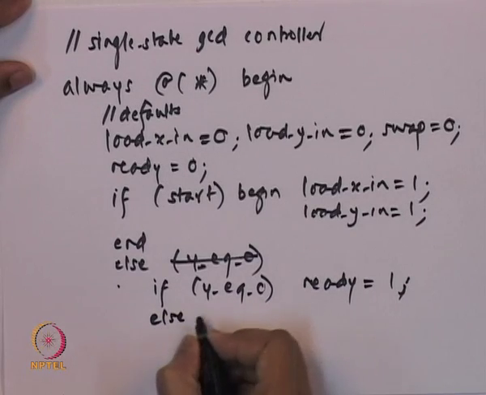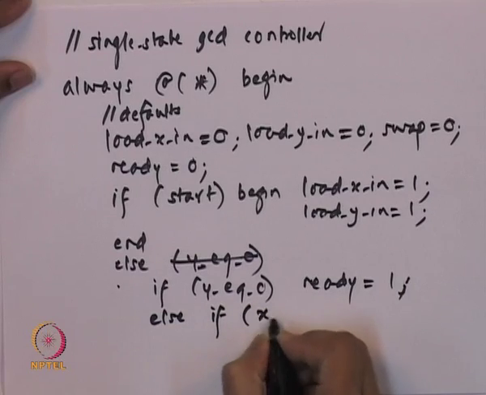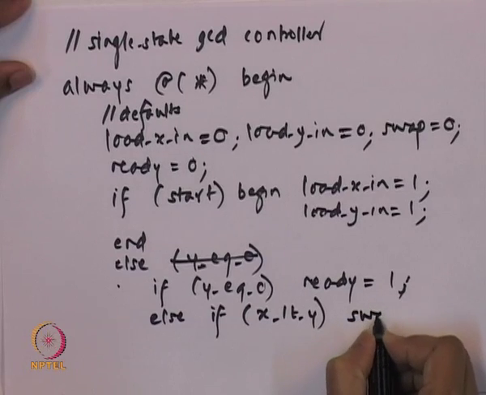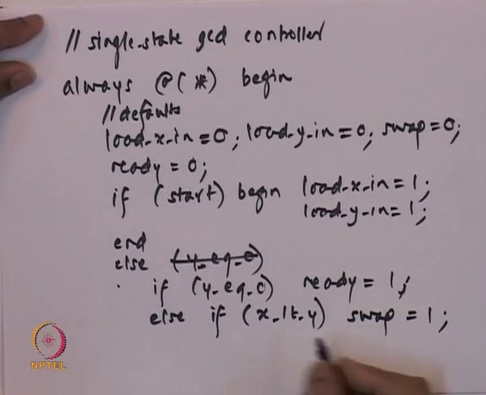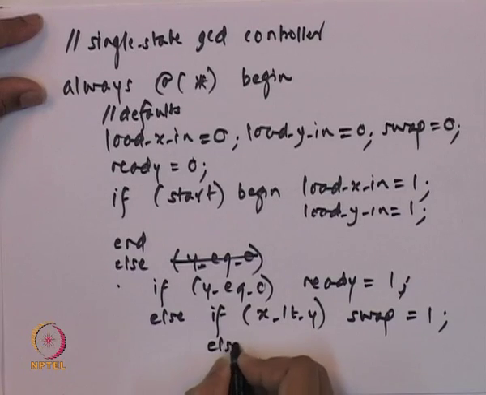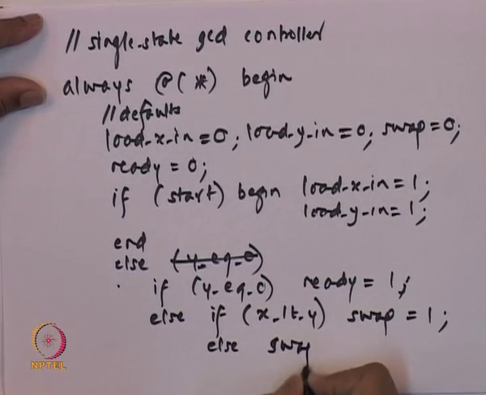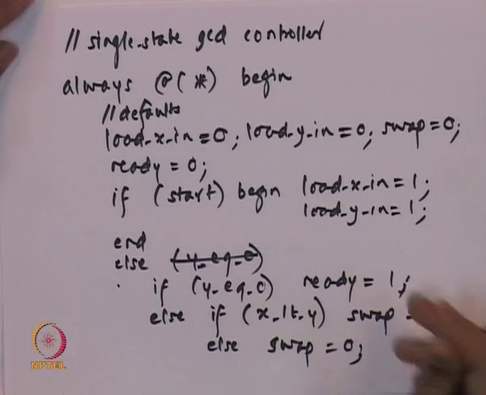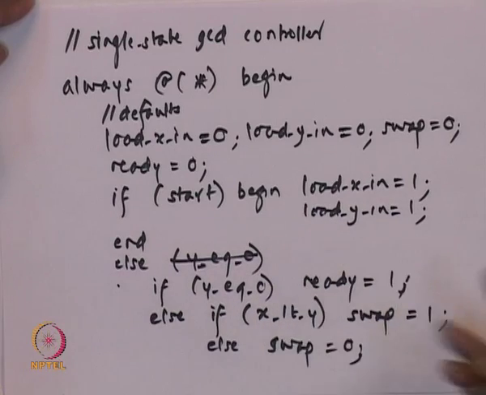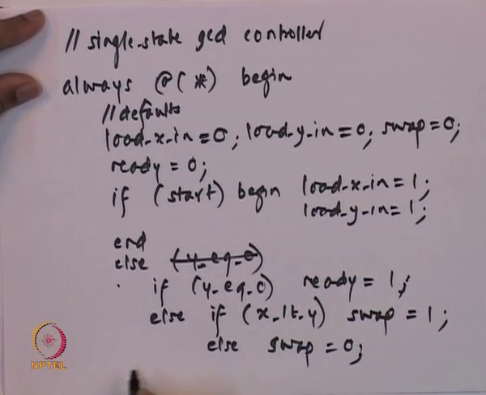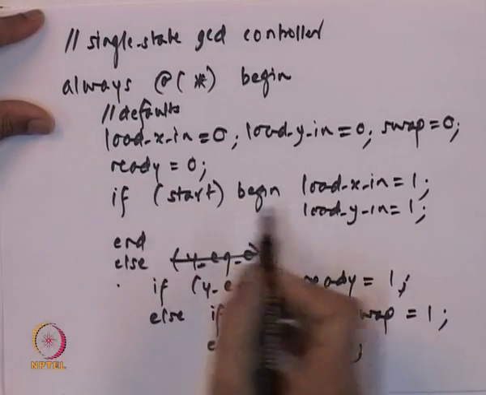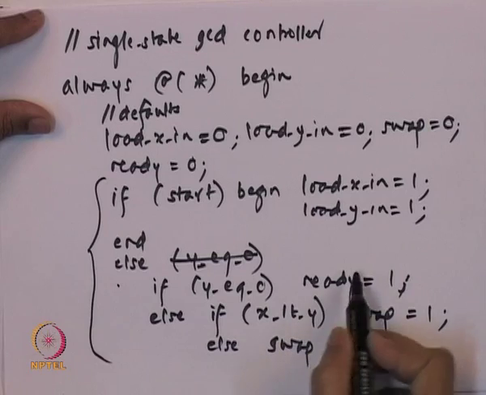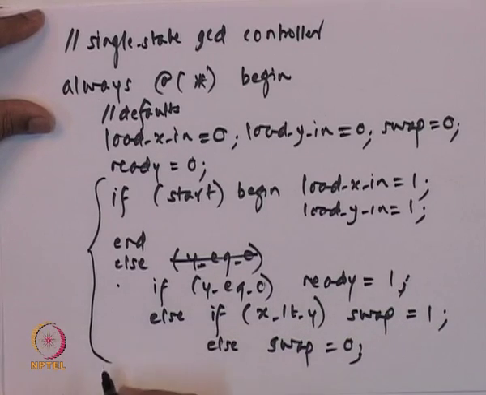Else if y is not equal to 0, then it would depend on whether x is less than y, in which case the swap signal has to be asserted, else the swap signal will be deasserted, letting x minus y, the subtractor's result, go to x and y remain as it is. So, this is the logic for generation of these control signals and output signal ready.